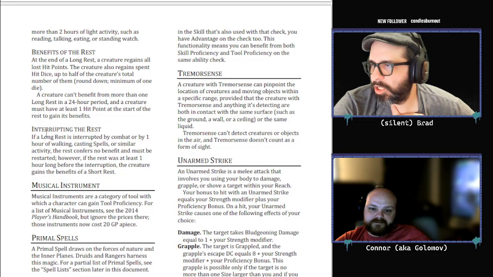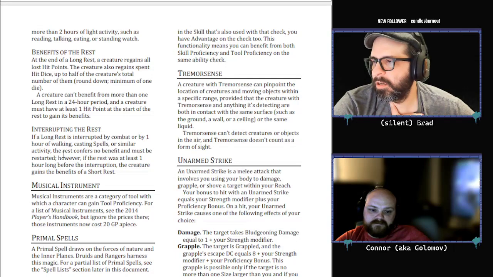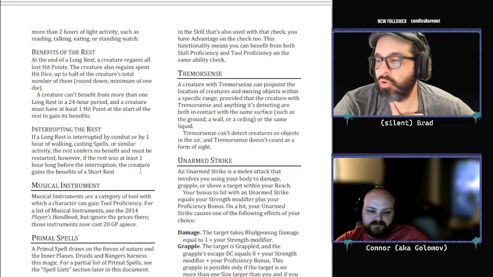So moving on to resting. This part is different. If a long rest is interrupted by combat or 1 hour of walking, casting spells, or similar activity, you get no benefit and it must be restarted. But if the rest was at least 1 hour long before the interruption, you get the benefits of a short rest. So that is a change.